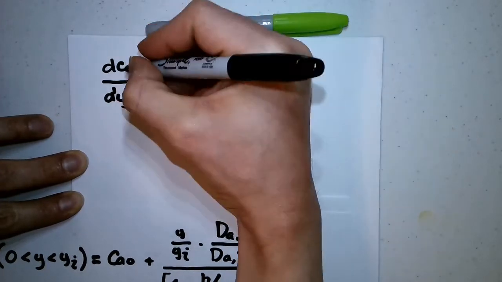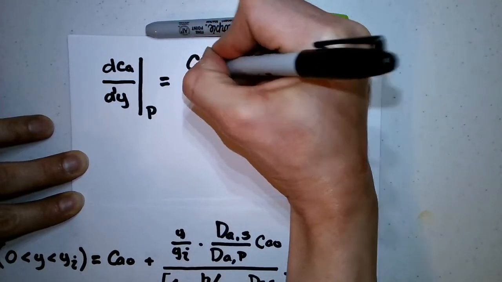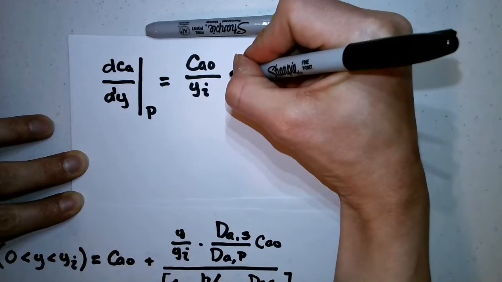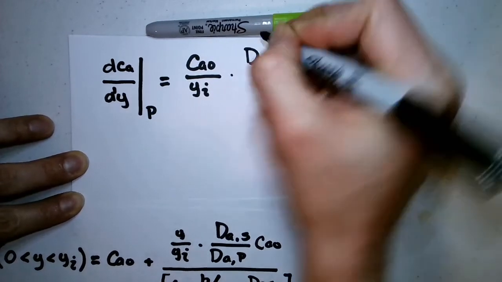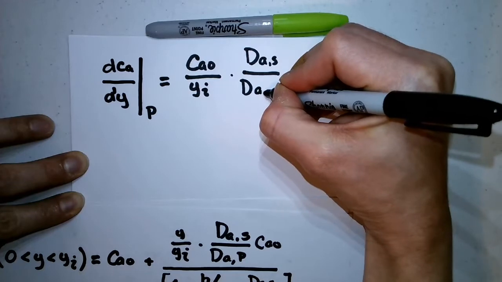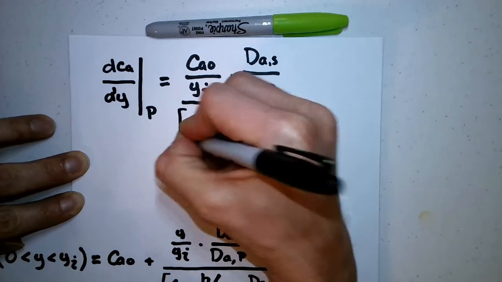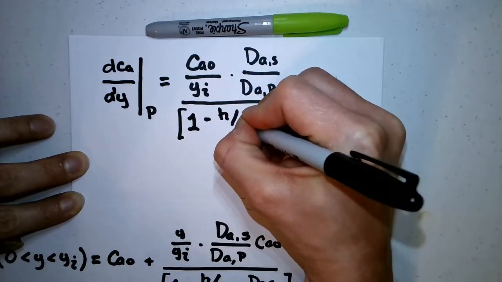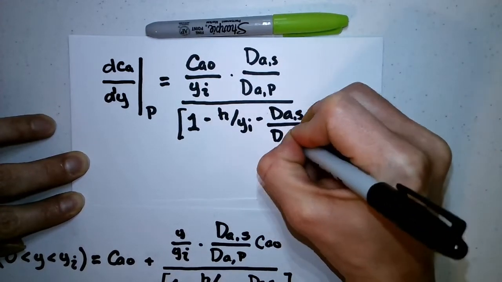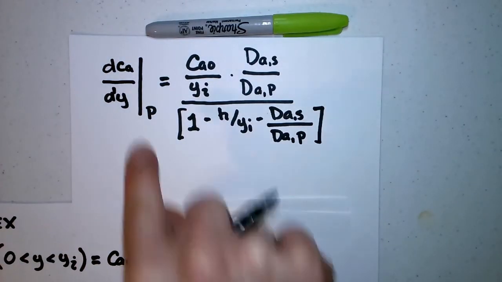So we're looking at the derivative of the concentration profile in the Pyrex is C naught over yi times D, the diffusion coefficient ratio, the diffusion coefficient through the silicon dioxide over the diffusion coefficient through the Pyrex, all over this denominator, 1 minus h over yi minus this diffusion coefficient ratio. All right, that wasn't too bad.